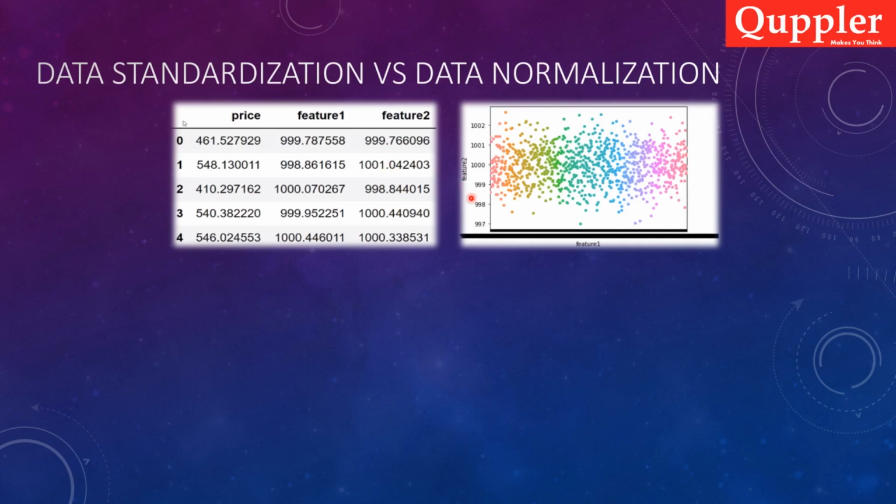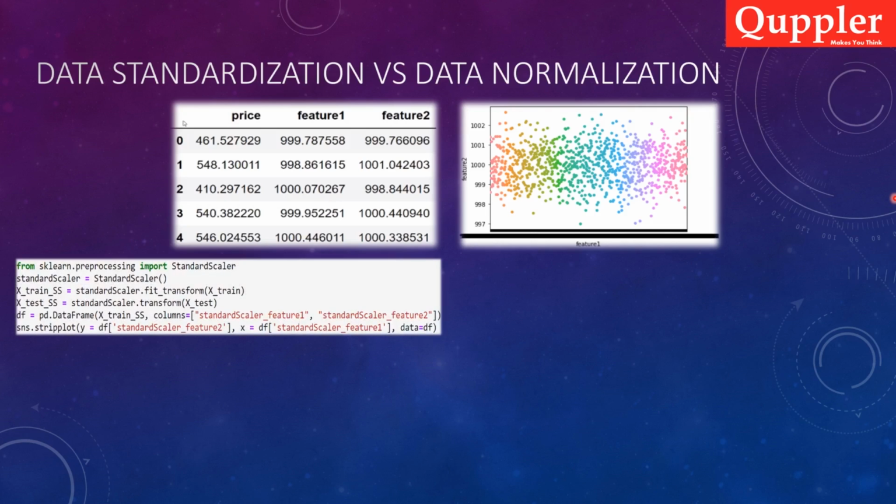You can see there are denser data points in the range of 999 to 1002, whereas a few outliers are also present. To perform data standardization over feature 1 and feature 2, we simply need to import StandardScaler from the sklearn library, and from StandardScaler we need to create an object of it.